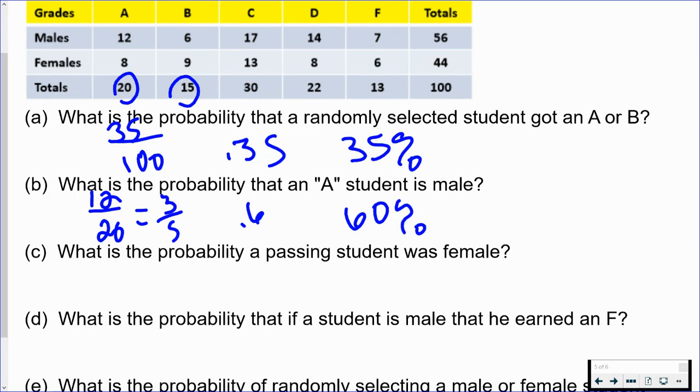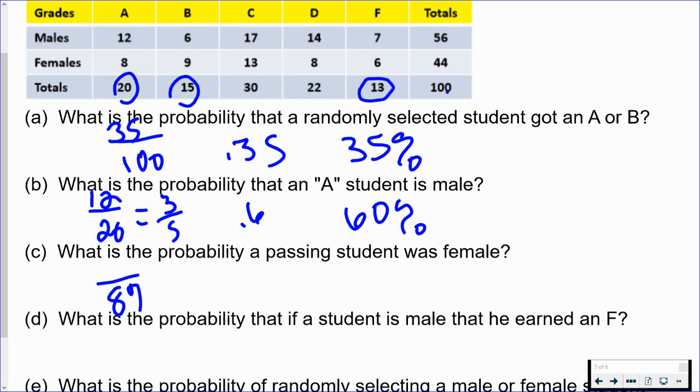Okay, now moving on. Next, probability that a passing student was female. Okay, so there's 100 students. There's only 13 total that are failing, right? F is failing. So there's only 13 that are failing. So that means, take that away from 100, that's 87 students that are passing. So that's our bottom number. Probability that a passing student was female.